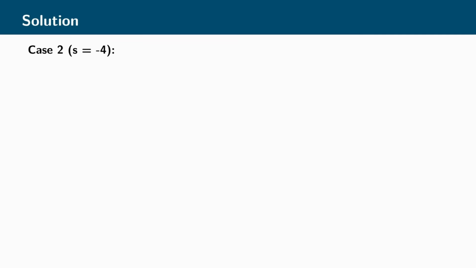Case 2 is when s equals minus 4. So now we get t plus 1 by t equals minus 4. We multiply with t on both sides. Now we add 4t on both sides.